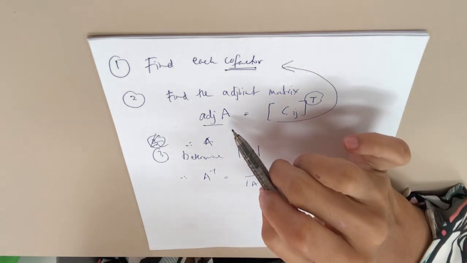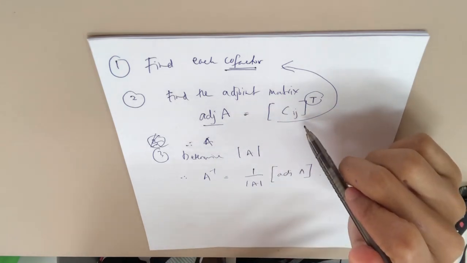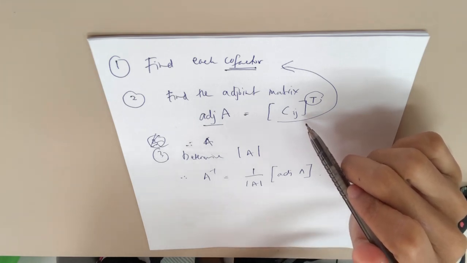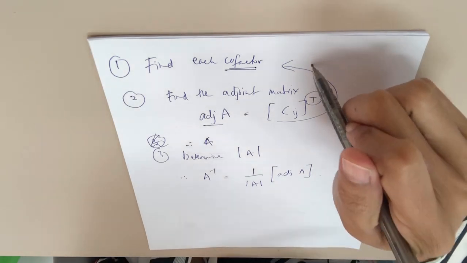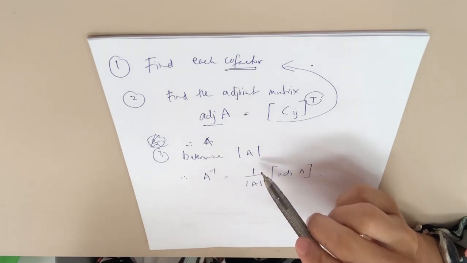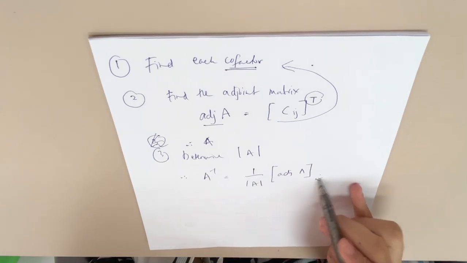So what's the adjoint A? What is a matrix adjoint? Matrix adjoint is a transpose. Cofactor transpose. Meaning the matrix of cofactor that you transpose. You transpose the matrix cofactor that you get from step 1. After that, for step 3 or the last step, you need to find the determinant of A. Then you just substitute into the formula.